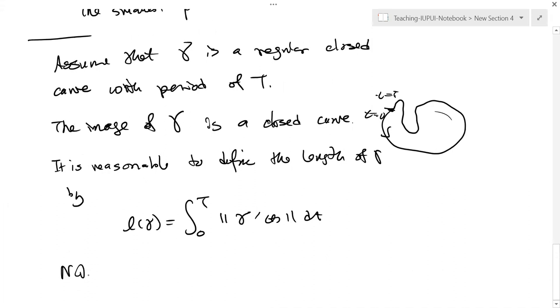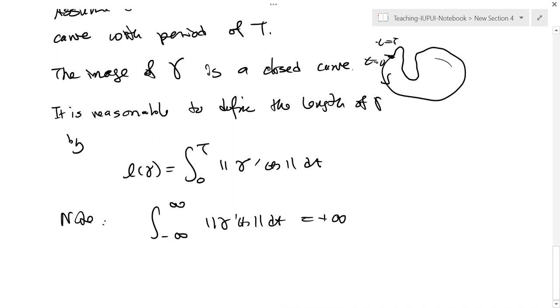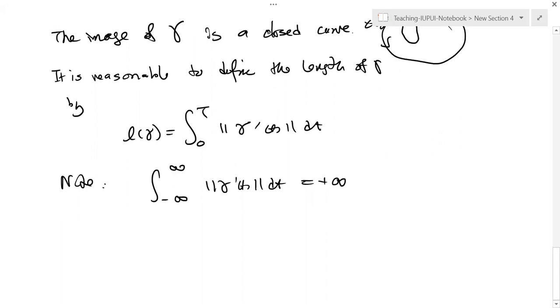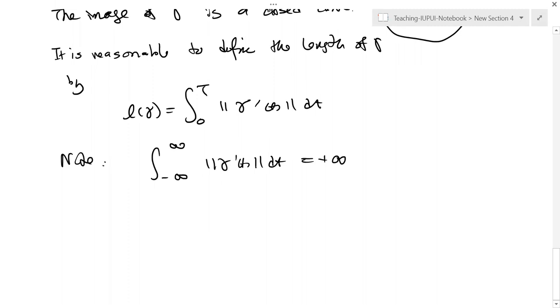Note that if you want to find the integral over the whole line, it is going to be infinity, and that doesn't make sense. The length of the whole parametrized curve, as a map on the whole line, is infinity. But the length of the image of this parametrized curve is finite. It's just the length of this one piece, t from zero to capital T.